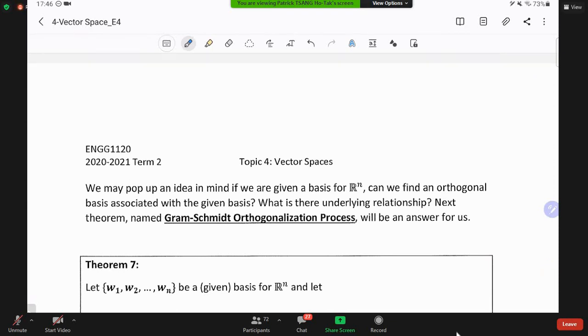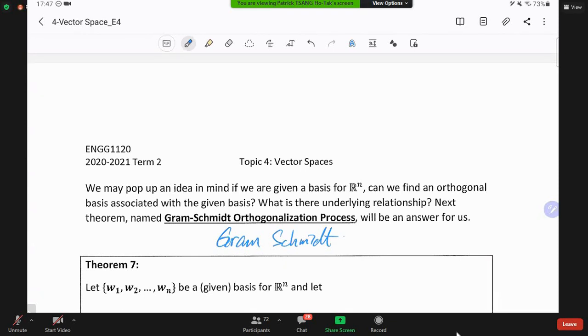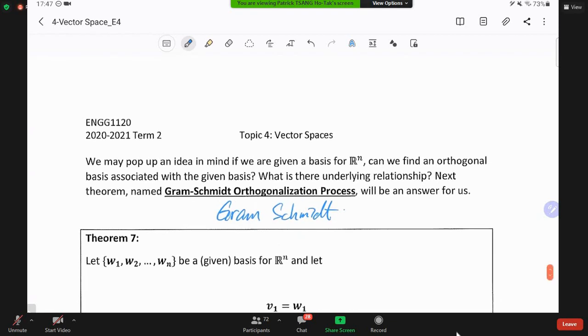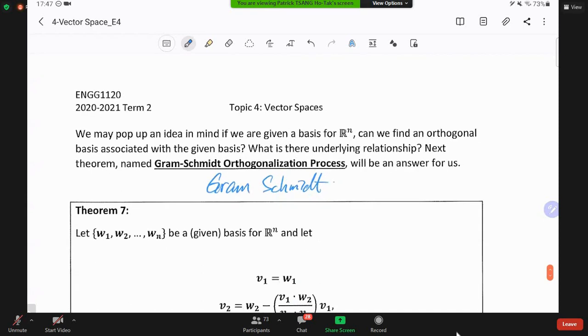Gram-Schmidt orthogonalization process. But I'm lazy, sometimes I simply call it Gram-Schmidt. So in case I just simply call it Gram-Schmidt, please refer to this process or this part. Now I would like to develop this idea to see whether or not I can give some new insight in this part.